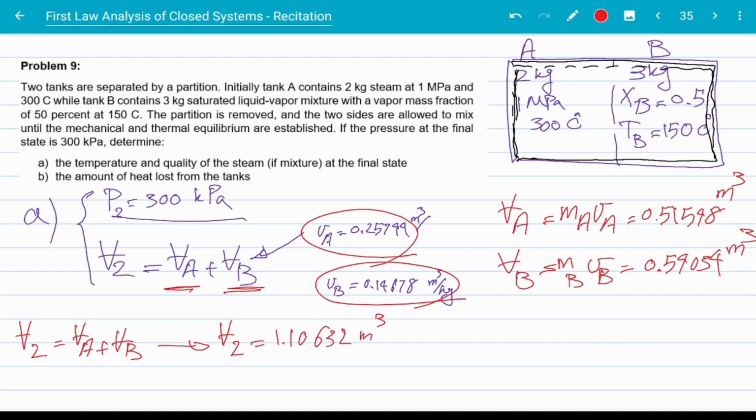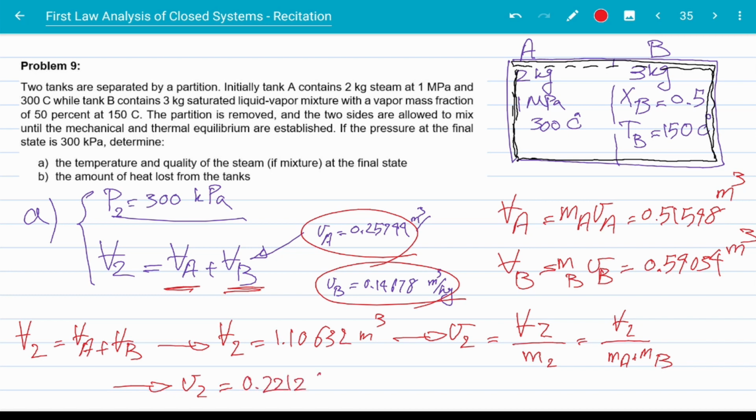Now, how about the specific volume 2? Volume is extensive. We need an intensive property, which is the specific volume. So I'm going to calculate the specific volume at state 2, which will be volume 2 over mass 2. Now, mass 2 is, because the partition is removed, water from A and B have mixed and they have a total mass of mass of A plus mass of B. I'm going to plug in numbers and get that specific volume 2 is 0.221264 meters cubed per kilogram.